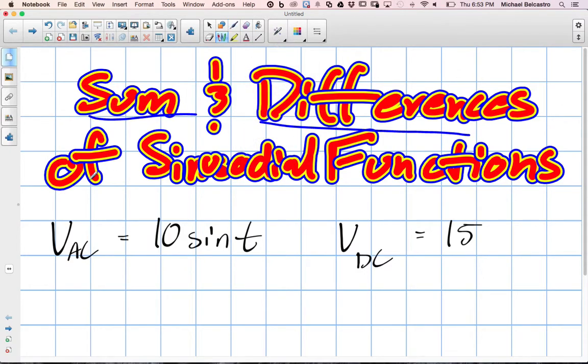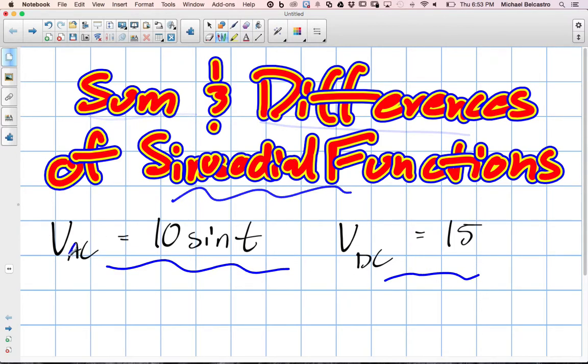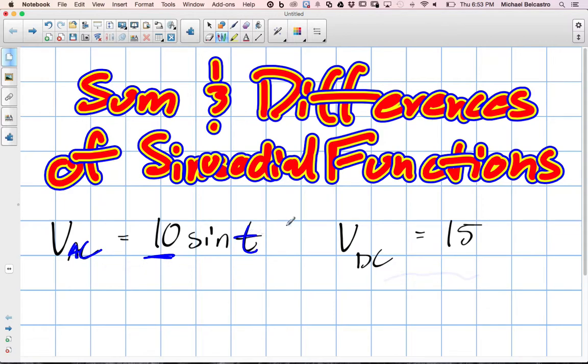Find the sum and difference of a sinusoidal function. So these are the two functions they've given us. It's a voltage type question. We have alternating current, where the voltage is equal to the function 10 sine t, t representing time, and the voltage of direct current is equal to just 15. In the question, they've asked us to put sketches of these.